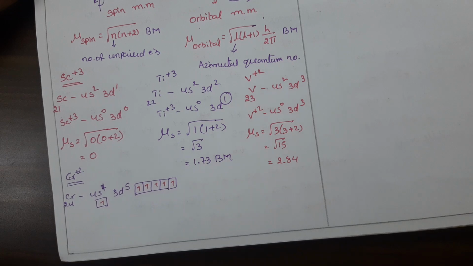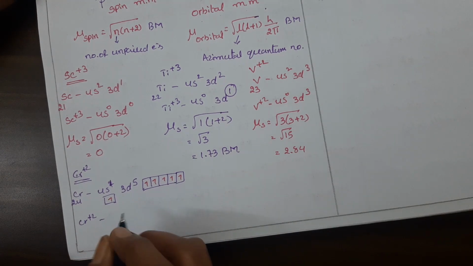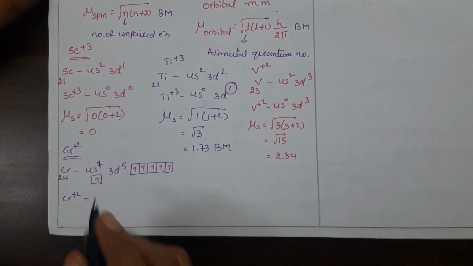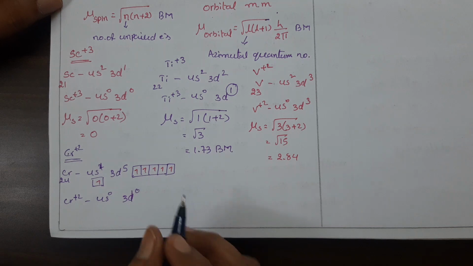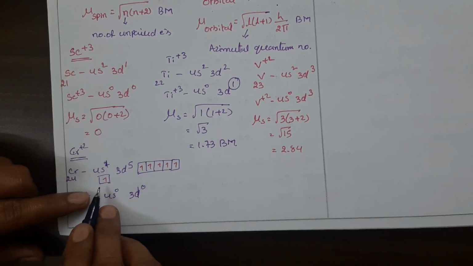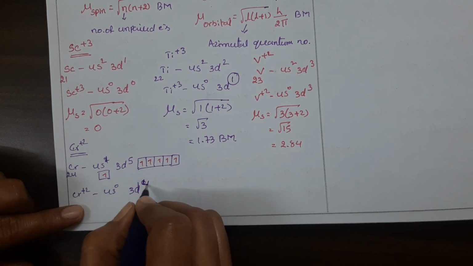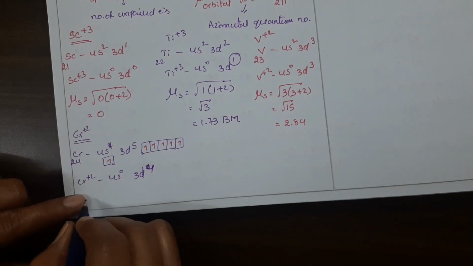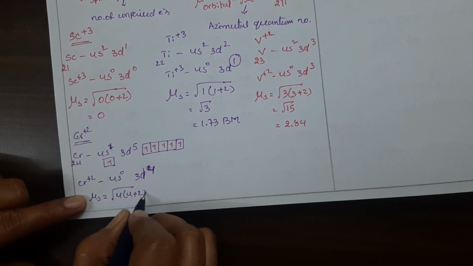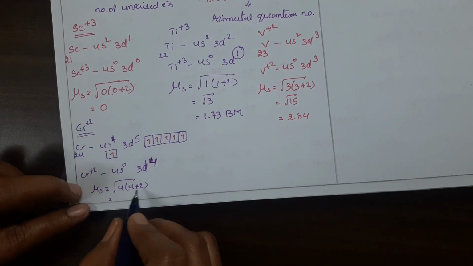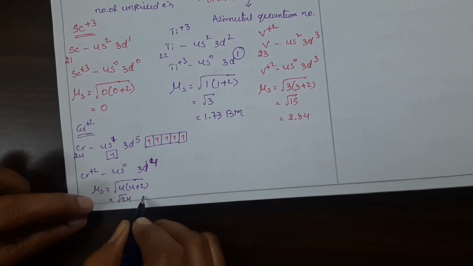If you take the plus 2 oxidation state of chromium, it has only 4 unpaired electrons. See here, 4s0 and 3d4. So it already lost 1 electron from the s orbital and 1 electron from the d orbital, so it has only 4 unpaired electrons. So mu s equals square root of 4 into 4 plus 2, 4 times 6, 24, root 24.